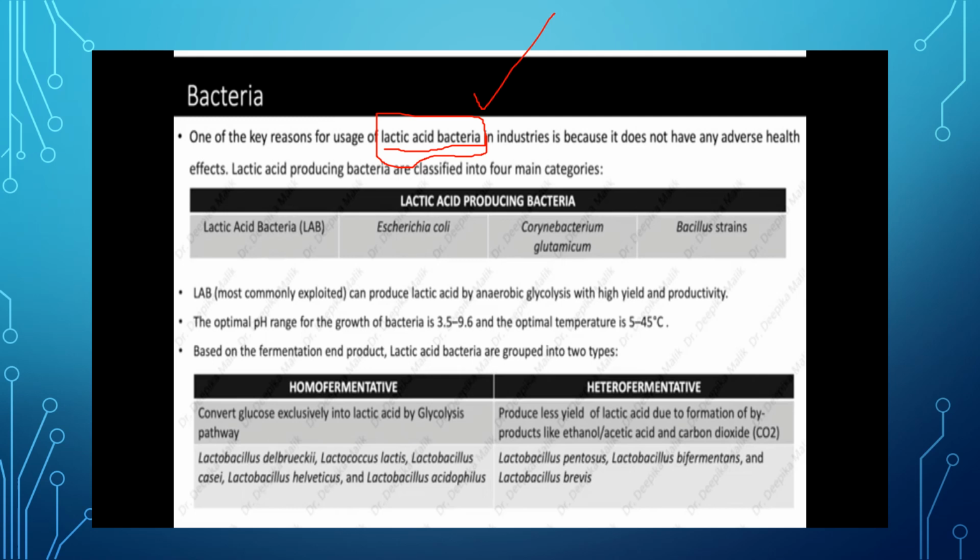Here you see lactic acid bacteria that are called LAB, E. coli, and similarly there are some Bacillus strains also present, and Corynebacterium glutamicum, these are also very important. Here two types of microorganisms are actually used, homofermentative and heterofermentative. Homofermentative, they convert glucose excessively into lactic acid, while heterofermentative, they produce less yield of lactic acid due to the formation of various byproducts.